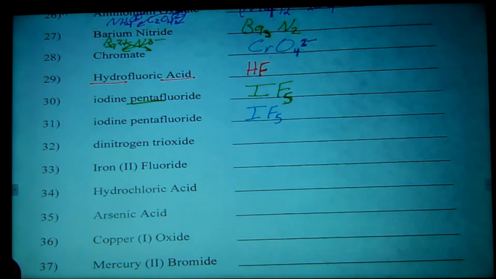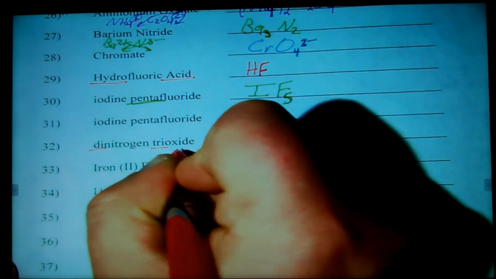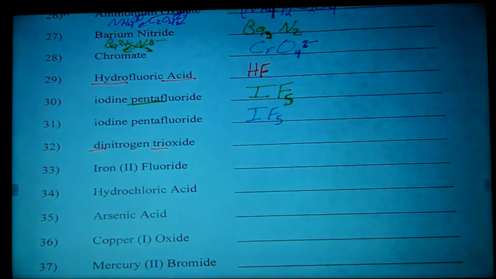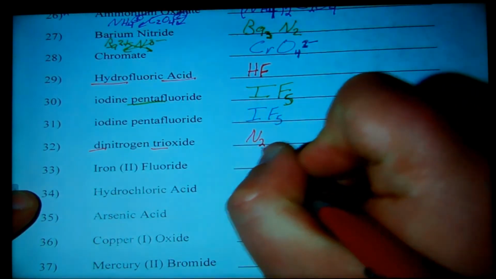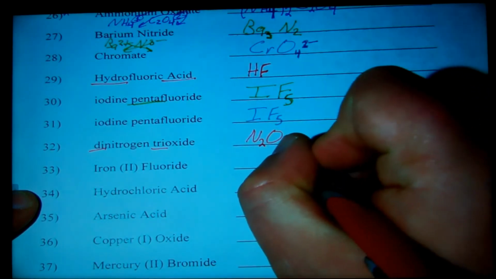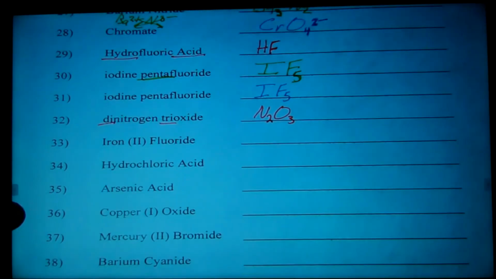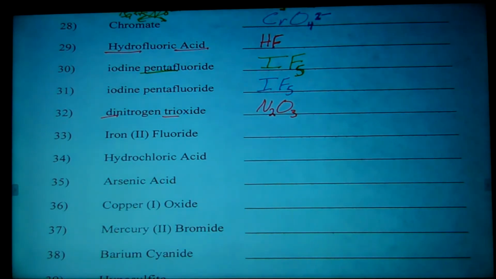Dinitrogen trioxide. Hey, di and tri are prefixes. So covalent bond, Mr. Hall gave you some love here and he spelled it out for you. So dinitrogen is N2, trioxide is O3. Then we go back to actually having to put some work into this.